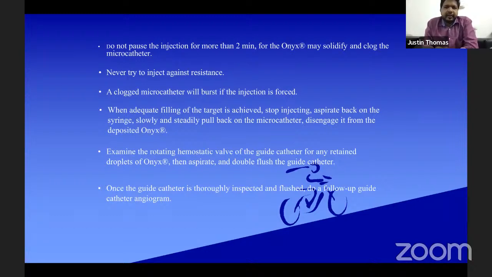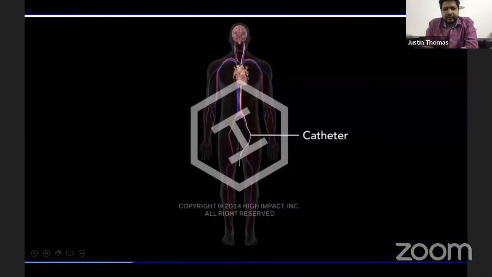So once adequate filling of the target feeder vessels is achieved, then stop injecting. Aspirate back the syringe from the microcatheter, and slowly and steadily pull back the microcatheter and disengage it from onyx. And once the microcatheter is withdrawn, the RHV of the guide catheter should be examined for retained droplets of onyx, and it should be aspirated and double flushed. And the guide catheter also should be inspected and thoroughly flushed. And again, a follow-up guide catheter angiogram should be done.